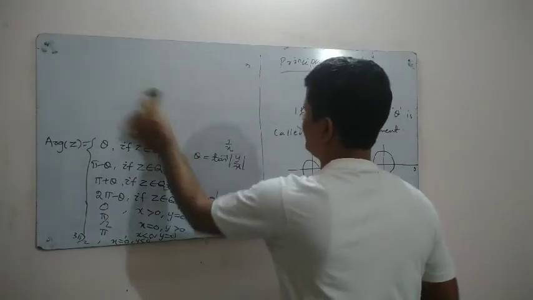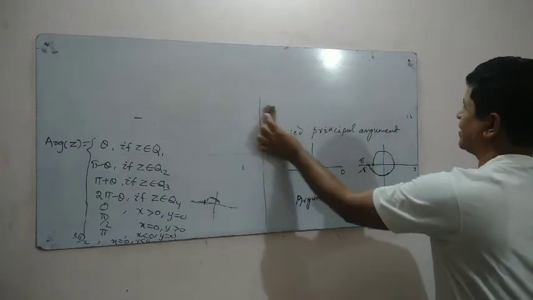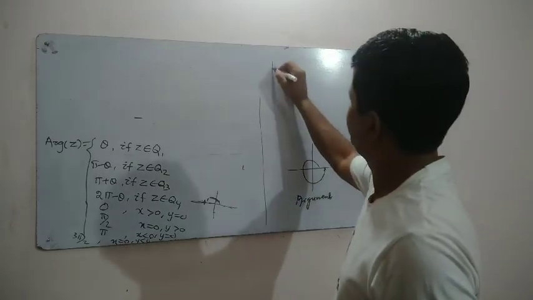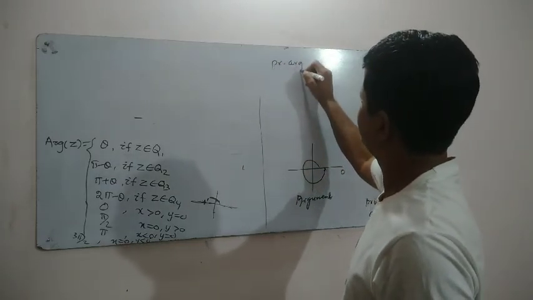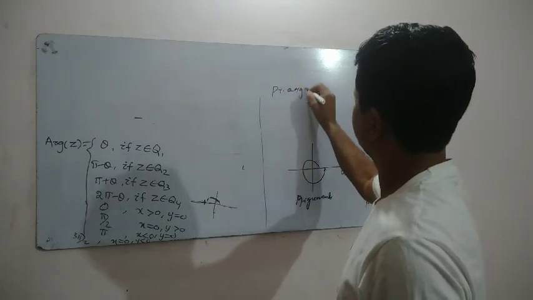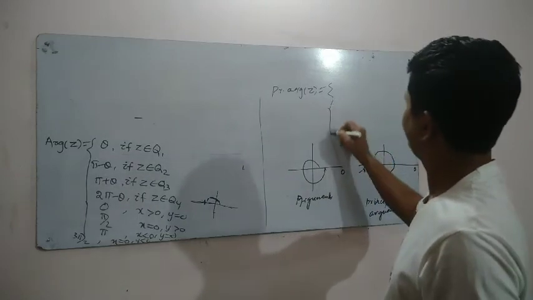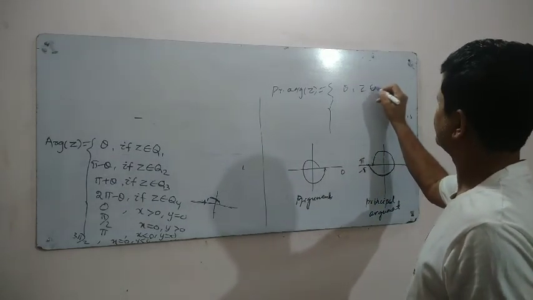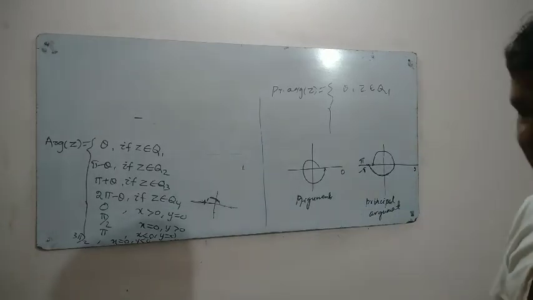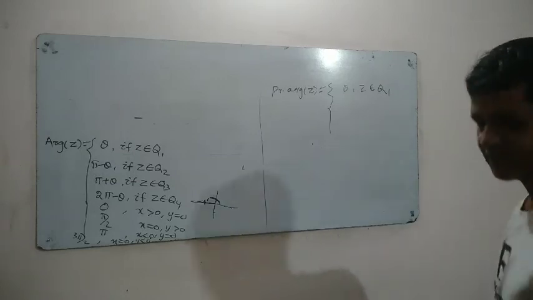Now, what is the principal argument of a complex number? Look at the principal argument of z. If it is in the first quadrant, it is the same: theta if z belongs to Q1. Q1 means first quadrant. The argument is theta for the first quadrant.